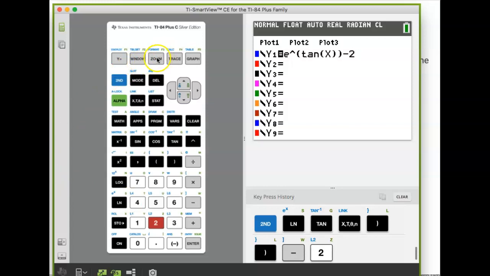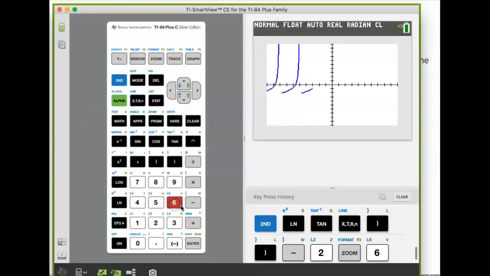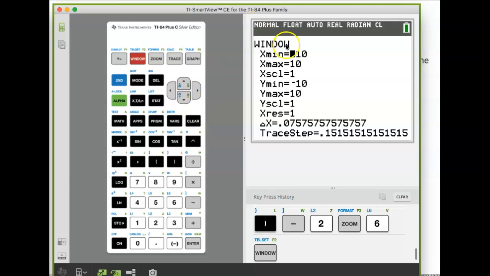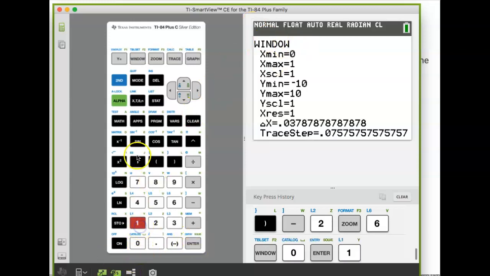All right, I always like to just do a zoom 6, which is your standard window. Okay, so this is a periodic function. Now they say it crosses between 0 and 1. So they're talking about specifically this point here. So I don't need to see all that other nonsense. I'm just going to change my x window to just be between 0 and 1.